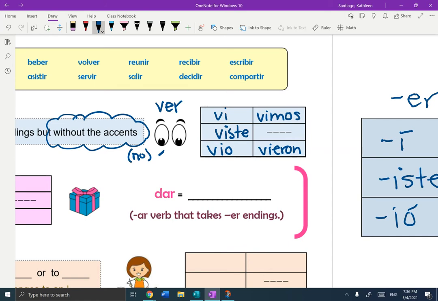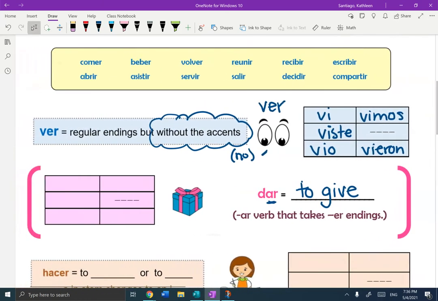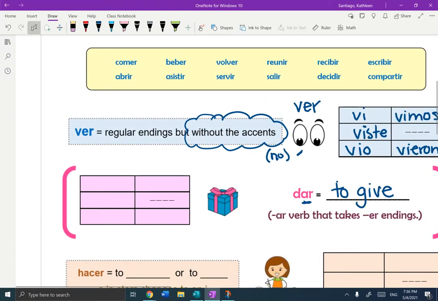Okay, why is dar on here? Dar, as you can see, is an AR verb. Dar means to give. So it is a good verb for this chapter, as you can give gifts. So it's an AR verb that takes ER endings. What? Yes, I know, it's weird, but it happens. So let's scroll over to the pink chart.